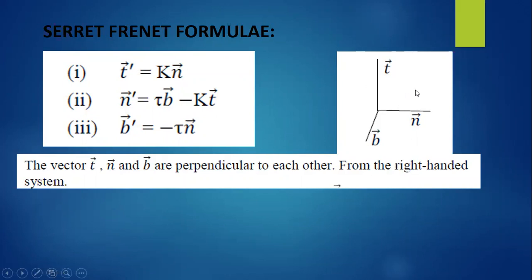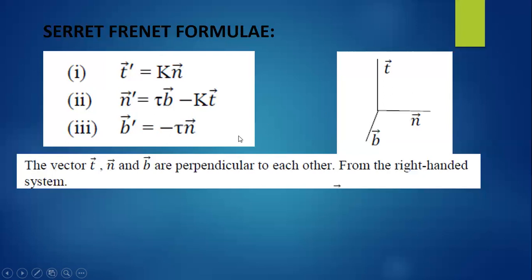Here are the vectors t, n, and b. All three vectors are perpendicular to each other. Actually, this t is denoted by tangent vector, this is normal, and this is binormal. And you are well known to them.